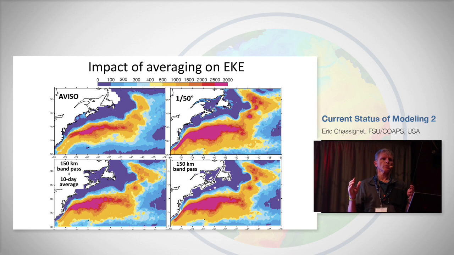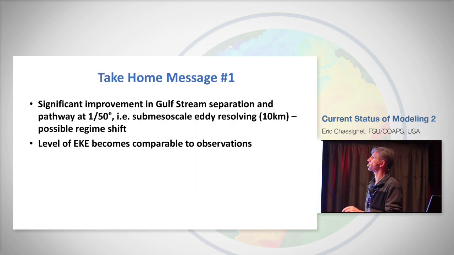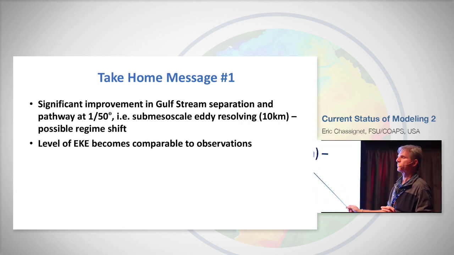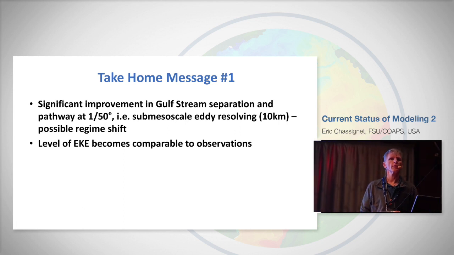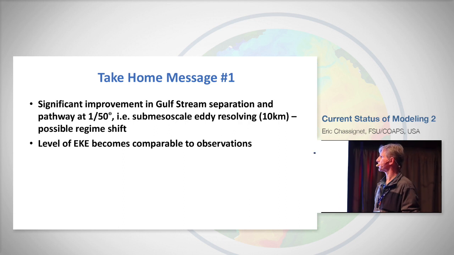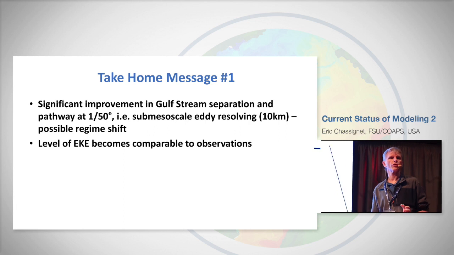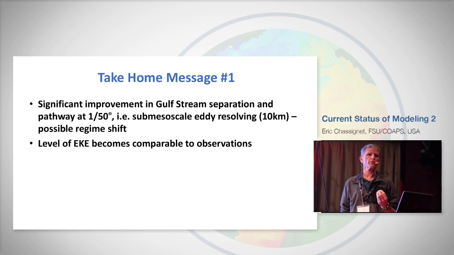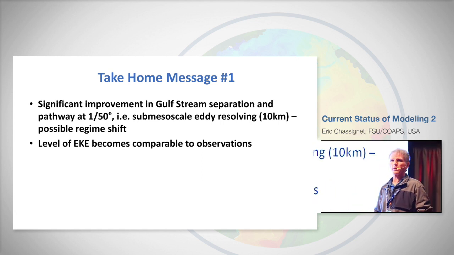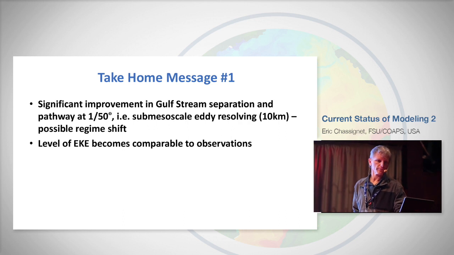So the take-home message here that I'd like you to take: first, there is a significant improvement in Gulf Stream separation pathway at 1/50th degree, at least with this numerical model. I mean, that's been shown also earlier on with simpler models, so it's not necessarily just this model. So it's a possible regime shift. When you start to truly resolve the submesoscale, you have a better representation of that region. And then the level of EKE in that model is very comparable to the observations.